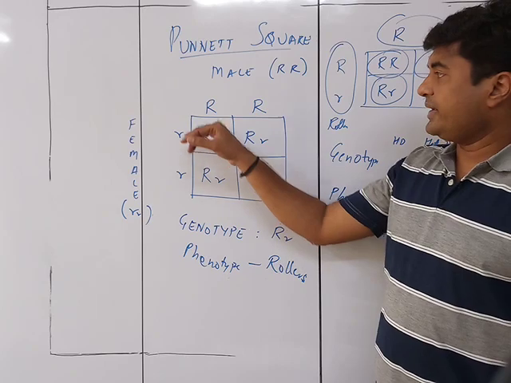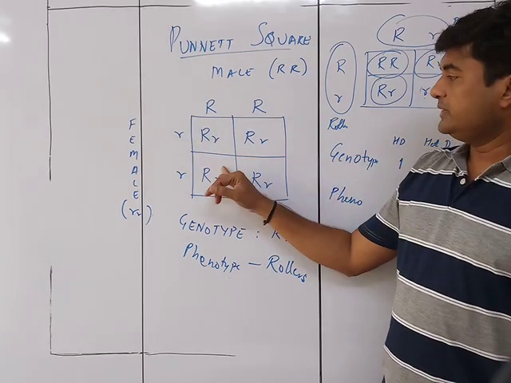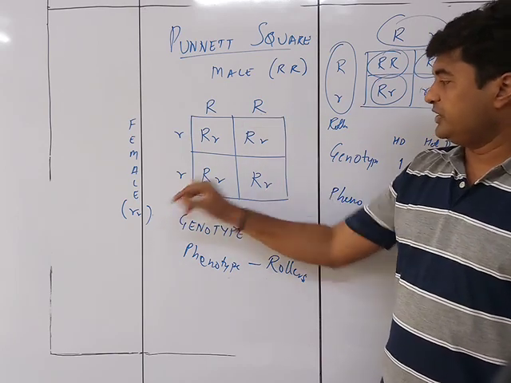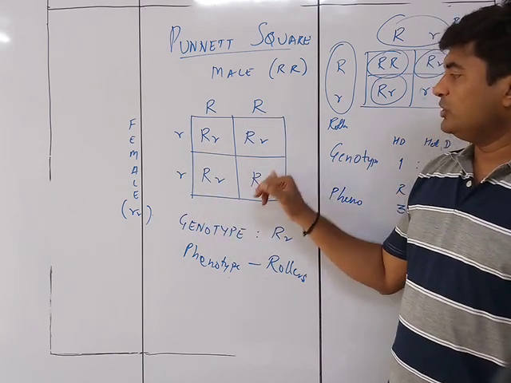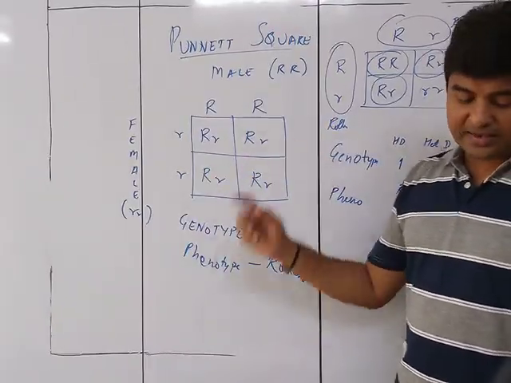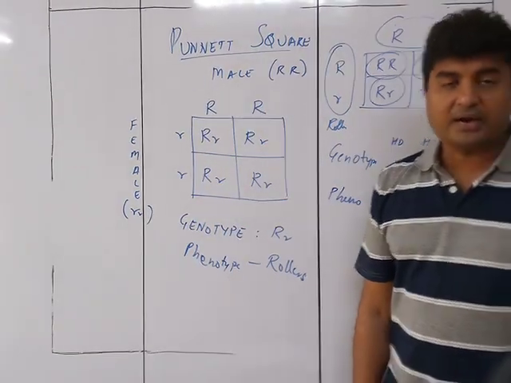So this subsquare gives the combination of these two. This subsquare gives the combination of these two. This subsquare gives the combination of these two. And this subsquare gives the combination of these two. Accordingly, we will have 4 subsquares, and this complete thing is called a Punnett square. The resulting phenotype can be written under the genotype.